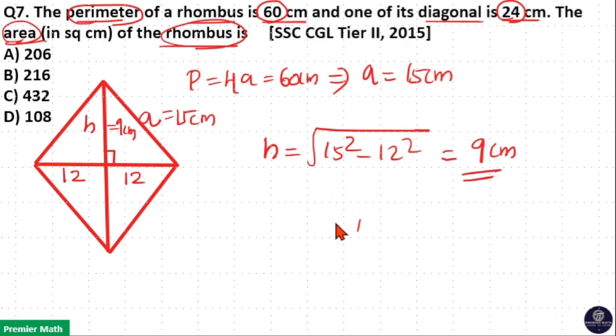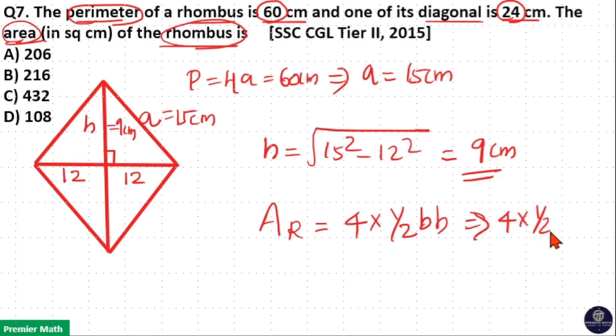Now the area of the rhombus is equal to 4 times the area of one triangle. The area of one triangle is half base into height, so this is 4 into half into base 12 and height 9. So 12 into 9 is 108, and 108 into 2 is 216. So option B is your answer.